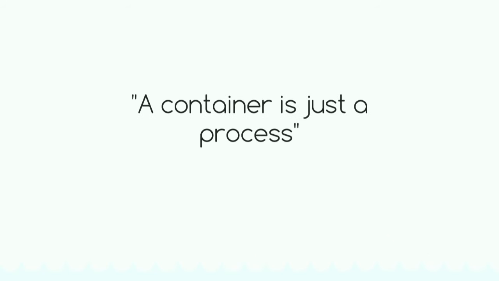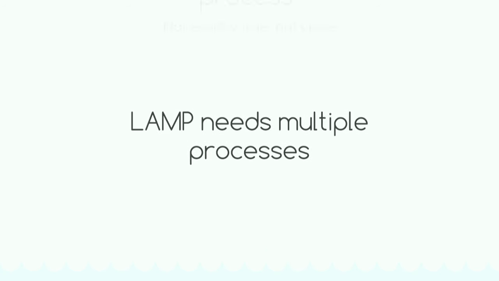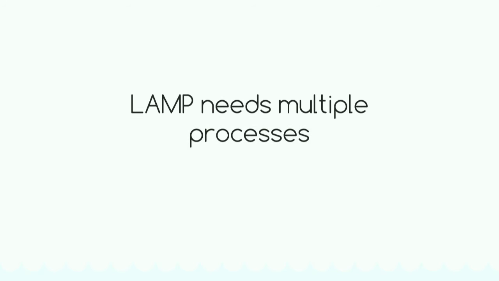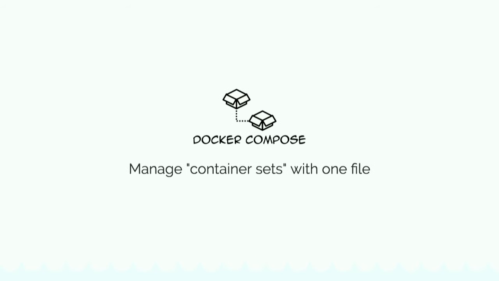First of all, you have to remember something. A container is just a process. This is a phrase that is often handed around when trying to introduce people to Docker as a project. It's kind of true, but also kind of not true. So when we think about LAMP, a LAMP stack has multiple processes. We have a process for Apache. We have a process sometimes for PHP. We have a process for MySQL. So that's a lot of different processes. Do we have to start multiple containers? Well, the answer is kind of yeah. So how do we do that and not go crazy running 50,000 Docker run commands?